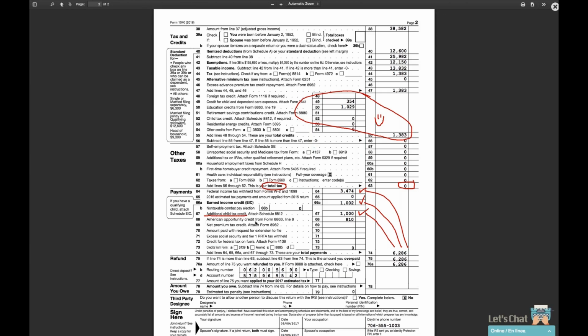And guess what? Because you have Form 8863 and you have the qualified expenses, you also qualify for a credit. So money that's coming to you. So when you total all of that, just do simple math. You don't even have to do it because the system's going to do it for you. 3,474 plus 1,002 plus 1,000 in additional tax credit plus $810 in education credit. That equals $6,286 right there. Boom. Right, and that is how you explain a tax return. That is how you would understand the numbers.